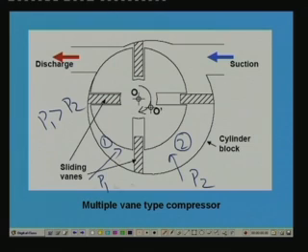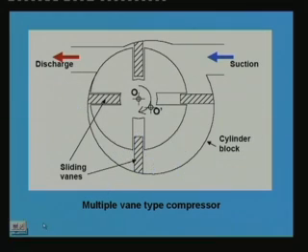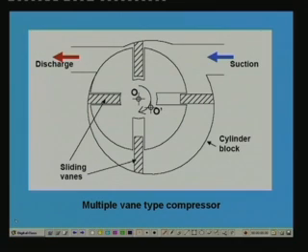So, what are the leakage paths here? Leakage can take place like this, if there is a gap between the sliding vanes and the slot. Leakage can also take place like this, if there is a gap between the vane and the cylinder block. And leakage can also take place perpendicularly, if there is a gap between the roller and the end plate. These are the 3 leakage paths through which the high pressure gas can leak back into the low pressure side. But unlike the fixed vane compressor, here the pressure difference available for leakage is less.